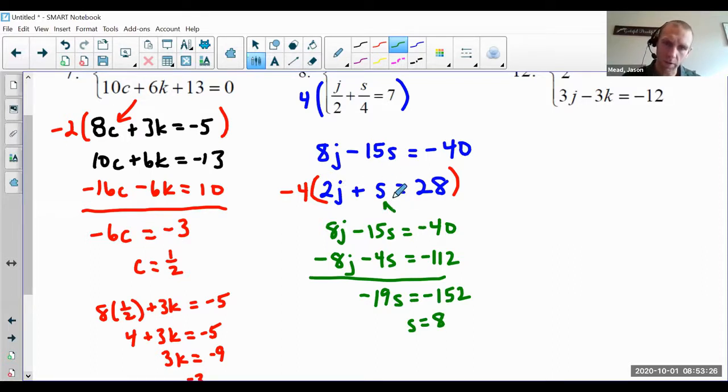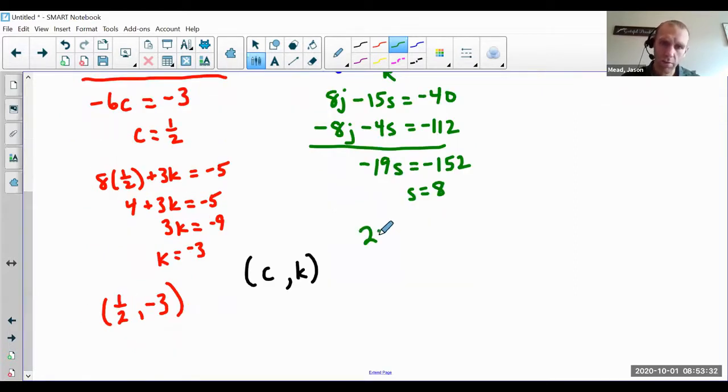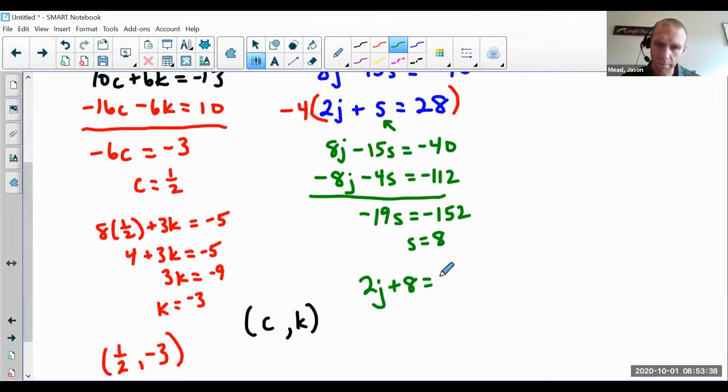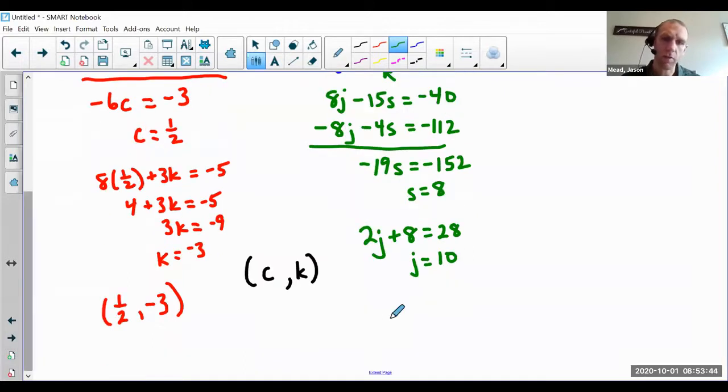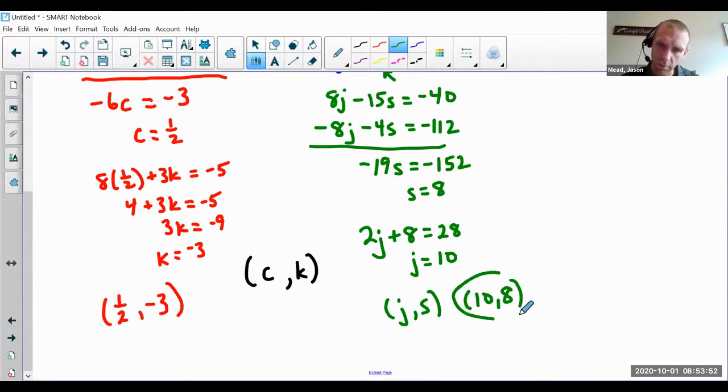And then I can solve for j. I probably want to plug it into this because it's just a blank s, and that's pretty easy. So 2j plus 8 equals, what was that again? 28. Subtract 8 and divide by 2, you get j equals 10. So then you want to put them in alphabetical order, which is j first and s second. So 10, 8 is my answer for this problem.